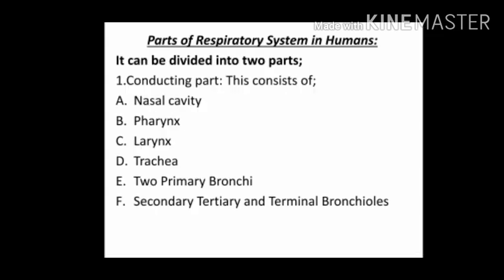Parts of respiratory system in humans. Depending on the functions, the respiratory system is divided into two parts, conducting part and respiratory part. The conducting part consists of nasal cavity, pharynx, larynx, trachea, two primary bronchi, and secondary, tertiary, and terminal bronchioles. These structures form a continuous passageway for air to move in and out of the lungs.